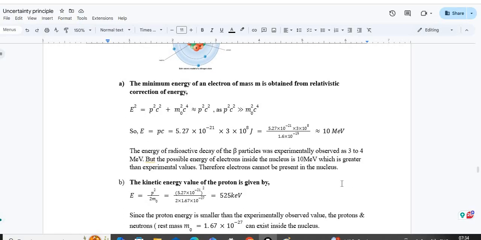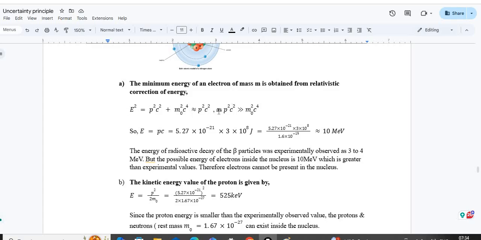Now it is observed that when you have the momentum, if you have the relativistic corrections, so first we are considering the relativistic corrections. So energy is given as E square equal to P square C square plus M0 square C to the power four. For a certain approximation you can write E square equal to P square C square, or E is equal to P into C.